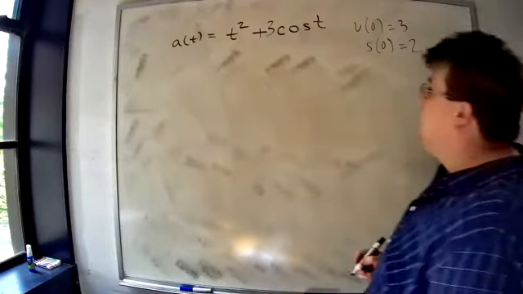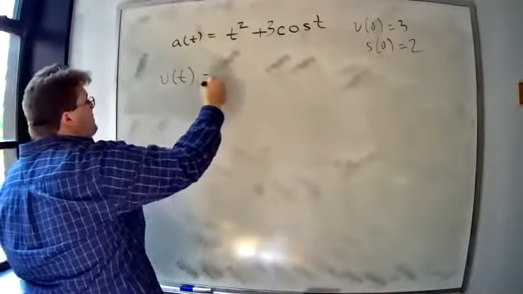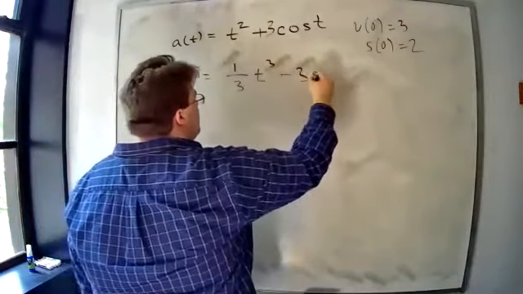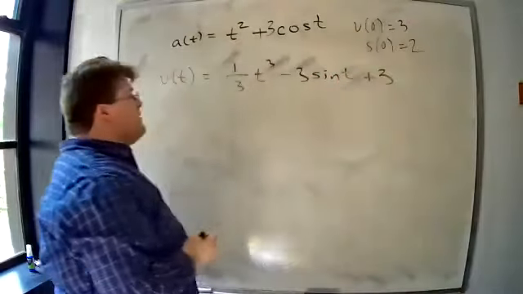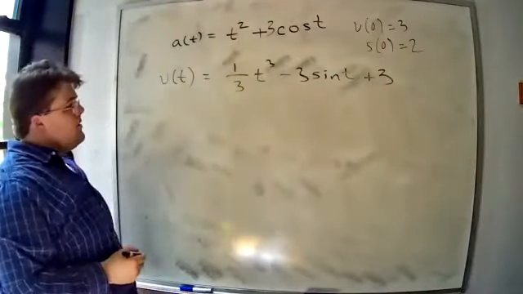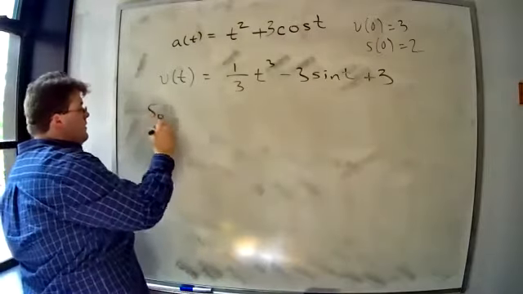Okay. So last week we did find the velocity function. We got a velocity function last week of a third t cubed minus 3 sine t plus 3. Yes. And we needed to then find a position function, which we could do.